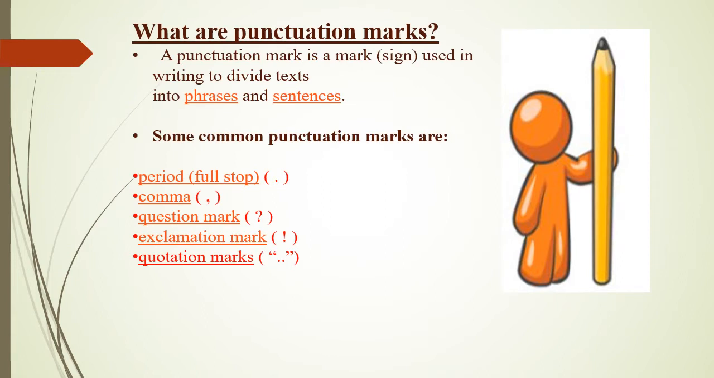Now, if we talk about what punctuation marks are, you should know that a punctuation mark is a mark or a sign used in writing to divide text into phrases and sentences. A phrase is a part of a sentence, and a sentence gives us a full meaning. Some common punctuation marks are period, full stop, comma, question mark, exclamation mark, quotation mark.